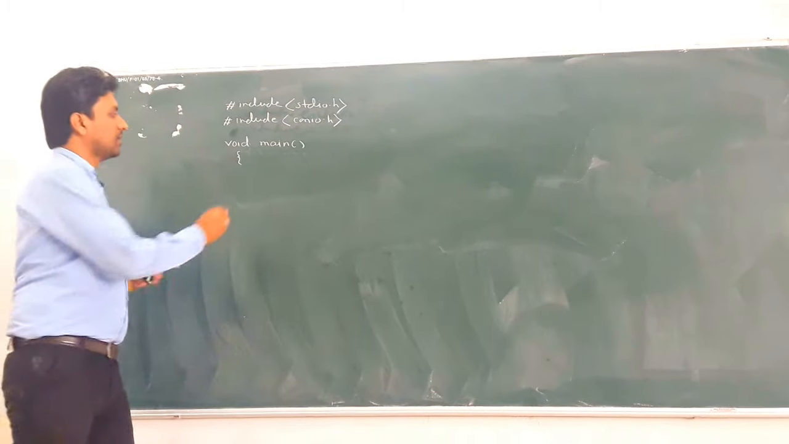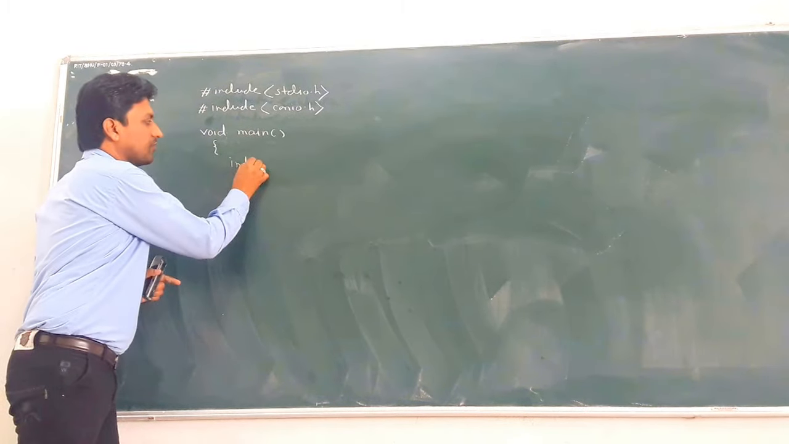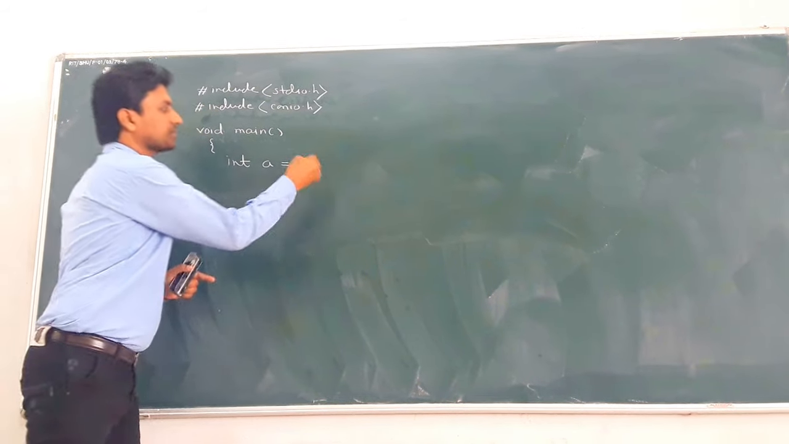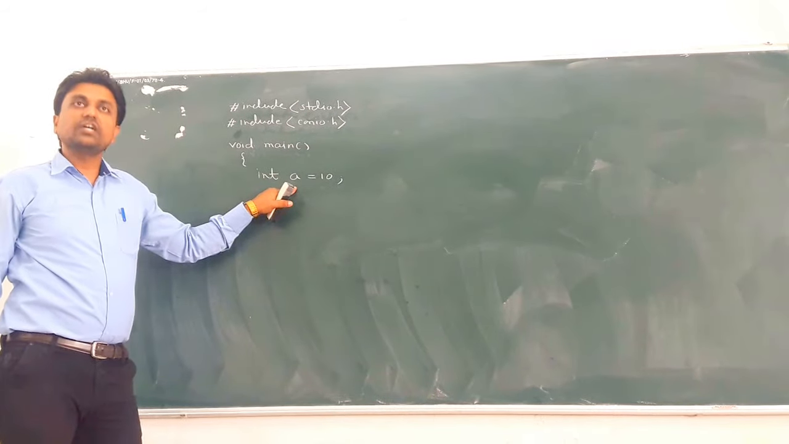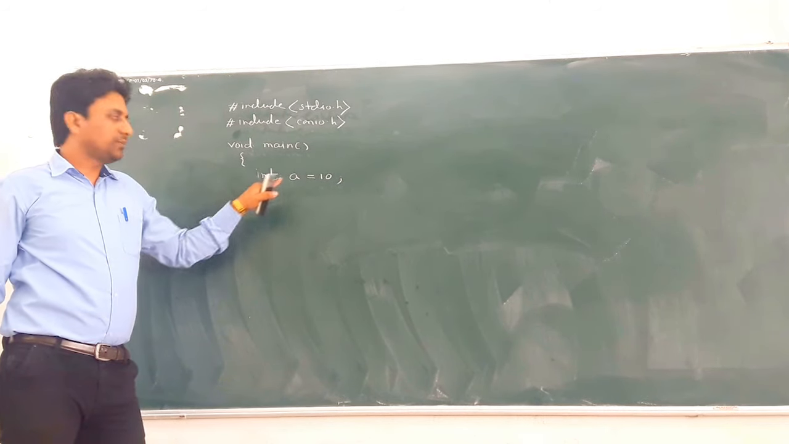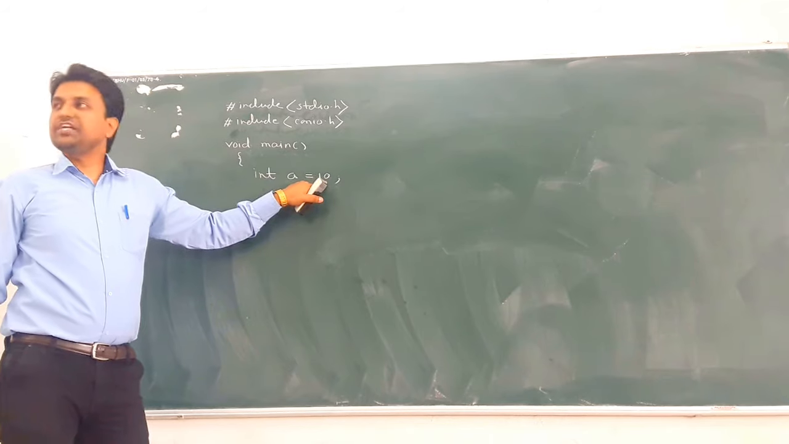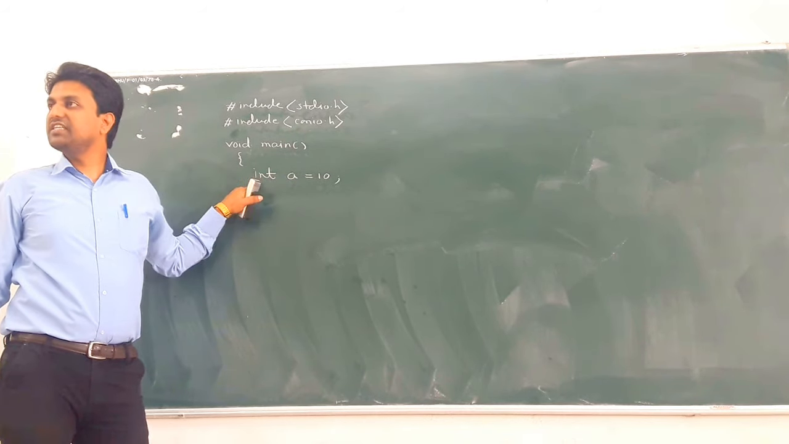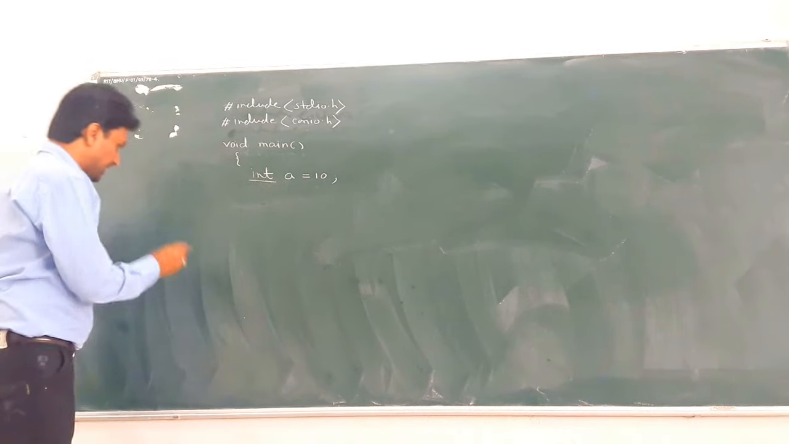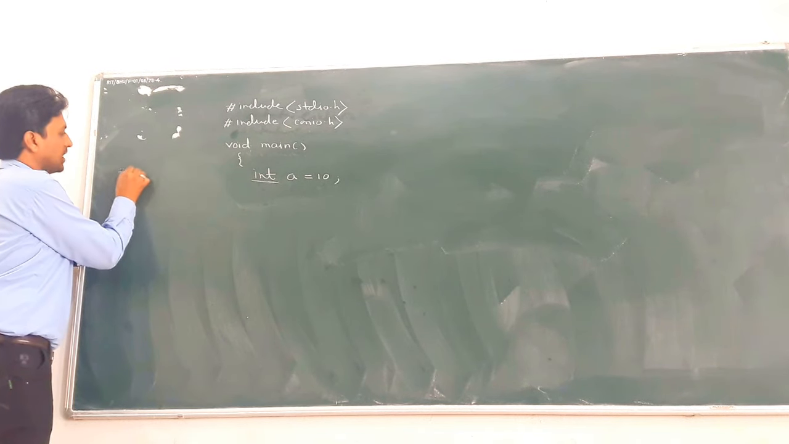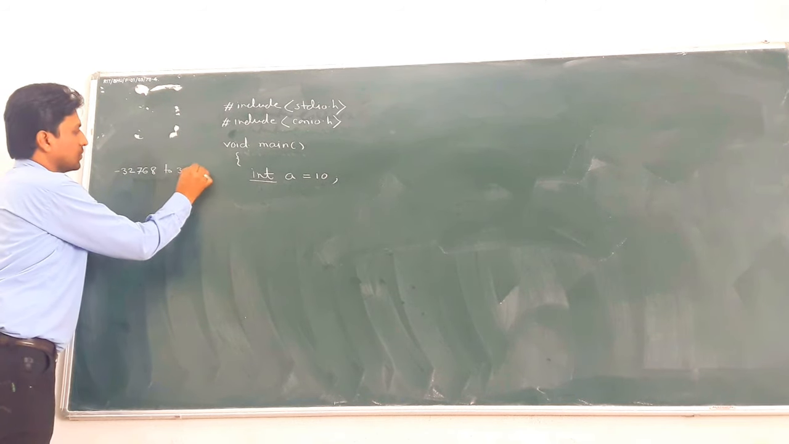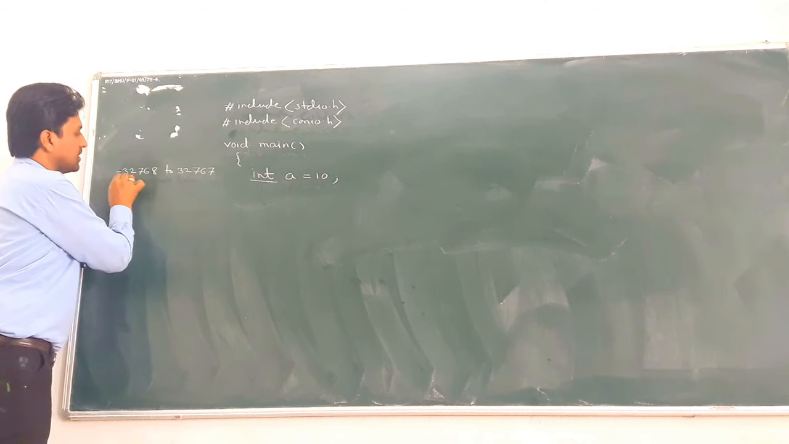Next, take one integer type variable: int a = 10. That means a is a value variable, and of which type? Integer type. So a stores any integer value but within the range, because the integer data type has a range. The range starts from -32768 to 32767. This is the range.